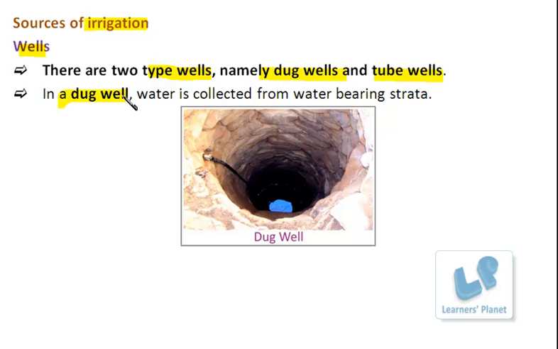In a dug well, water is collected from the water-bearing strata. A particular length is selected, and over there it is dug inside. The digging takes place, and at a particular depth, the water source emerges. Fine. So these are the simple dug wells. This is one of the important sources of water in the fields.